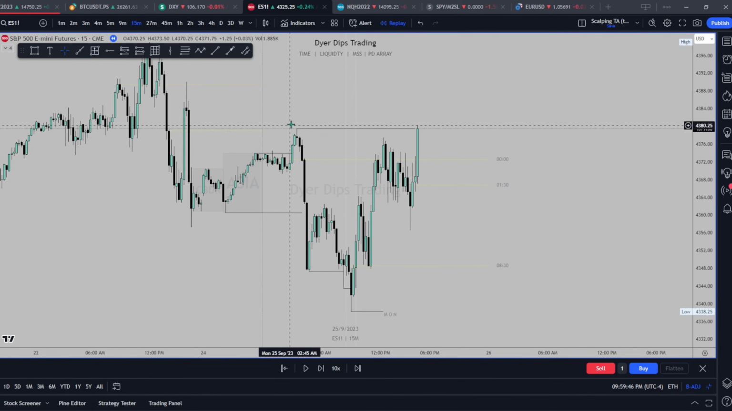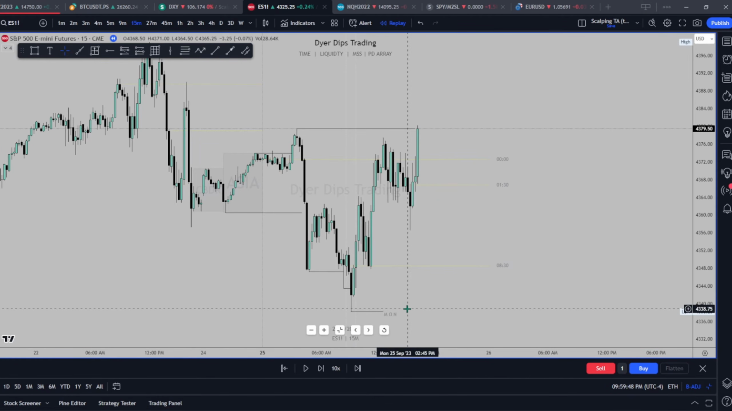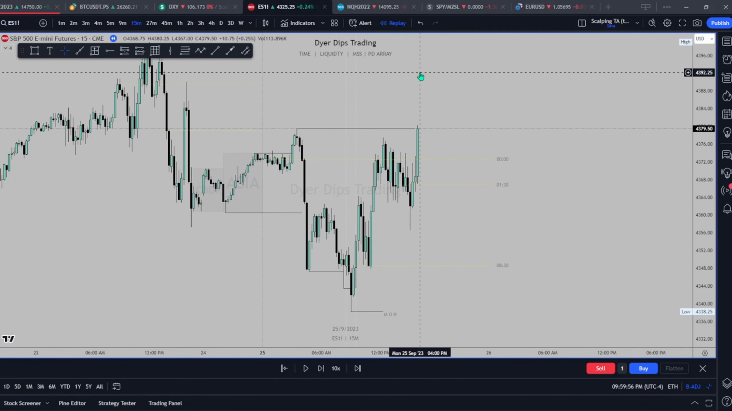This was A, this was M, and then we were looking for D on the way down, but we didn't quite see that because we weren't expecting it on a Monday. So now let's take a look at what I was looking for during that day and session.